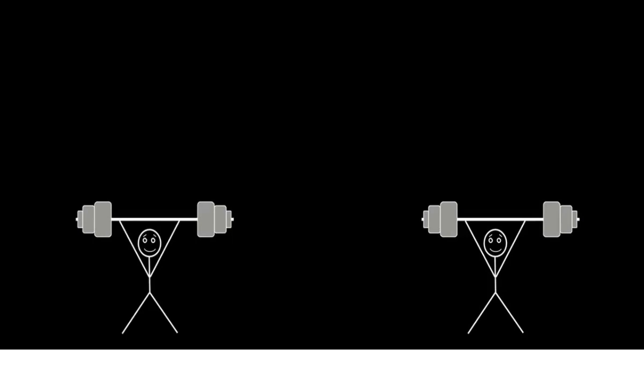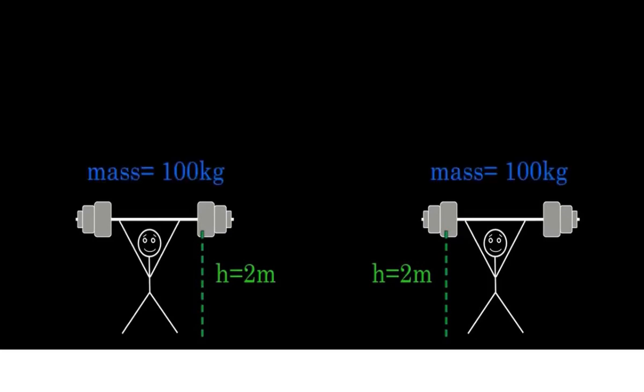Let us see a video. In that video, you can see there are two weightlifters lifting their weight 2 meters high, and the mass of the weight is 100 kg each.